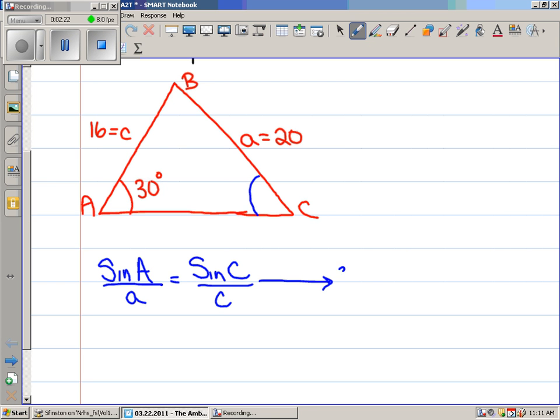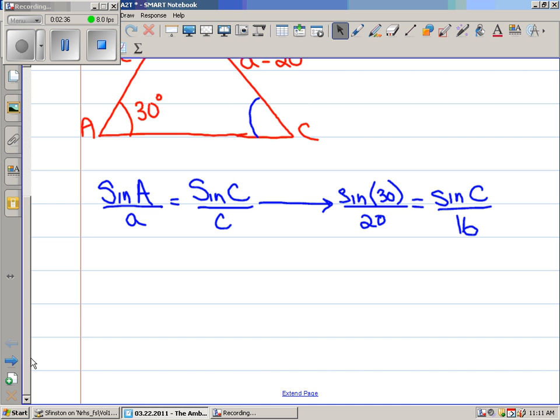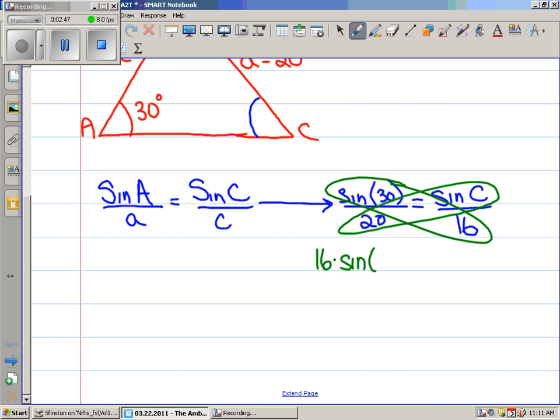Let's see. The sine of 30 degrees over 20 equals the sine of C over 16. Yep, we're going to cross multiply it up. And everything's going real smoothly, right? Okay, everything's going real smooth. You know, we're doing this. 16 times the sine of 30 equals 20 times the sine of C.